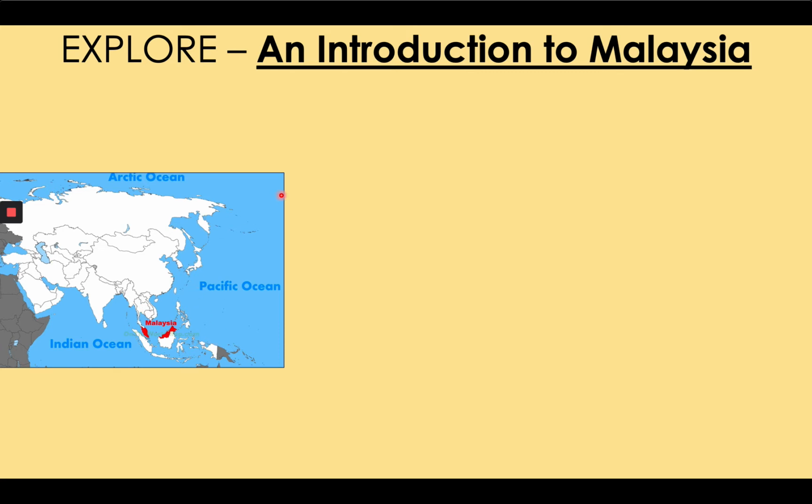It is made up of 2 parts, spread over 2 islands in southeast of Asia here. It's flanked to the left by the Indian Ocean and to the right, or the east, by the Pacific Ocean. In our case study of natural hazards and typhoons, we learn about Philippines. That's this country here. So Malaysia is near there.